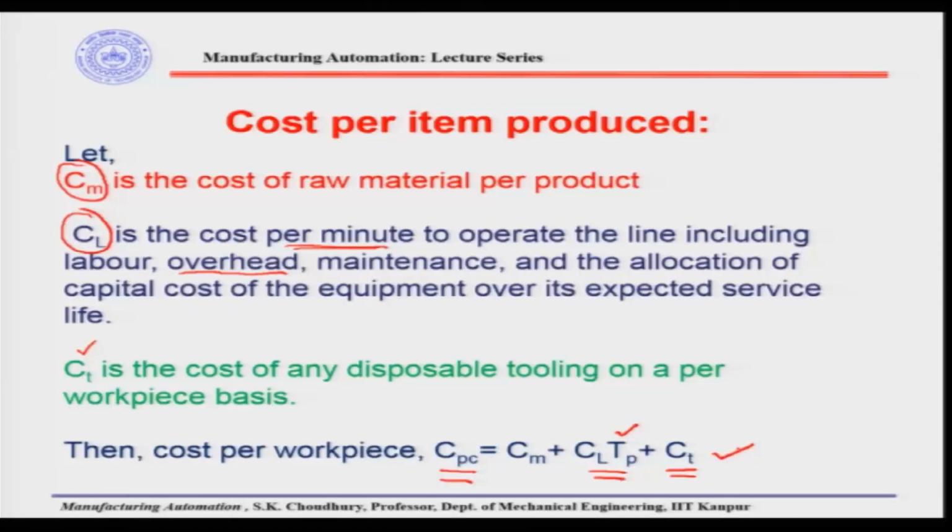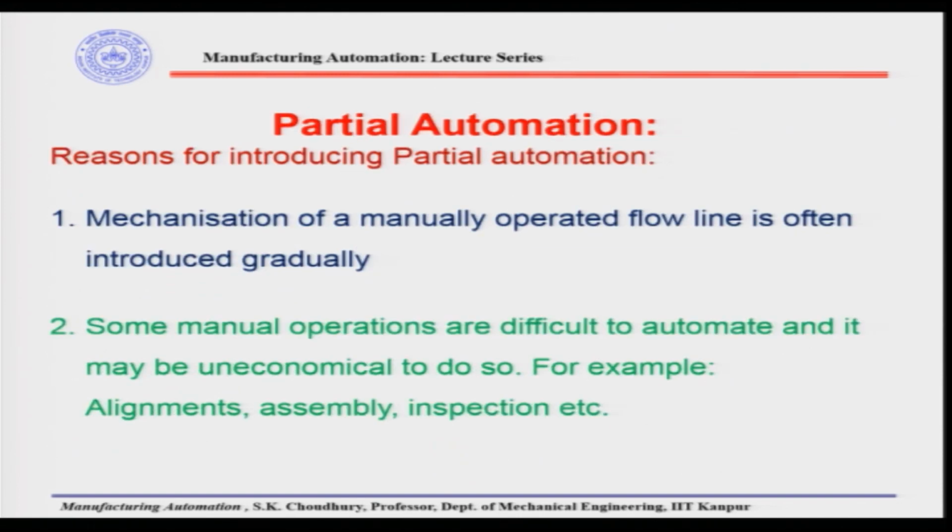So, as you understand, this is different from what we have done in finding out the cost of a workpiece which is being manufactured in a standalone machine, because in the standalone machine we do not need many of these things, but we need something else. So, those are to be included. Therefore, this is the cost per workpiece when it is done on the automated flow line particularly. Let us discuss the next topic, that is the partial automation.